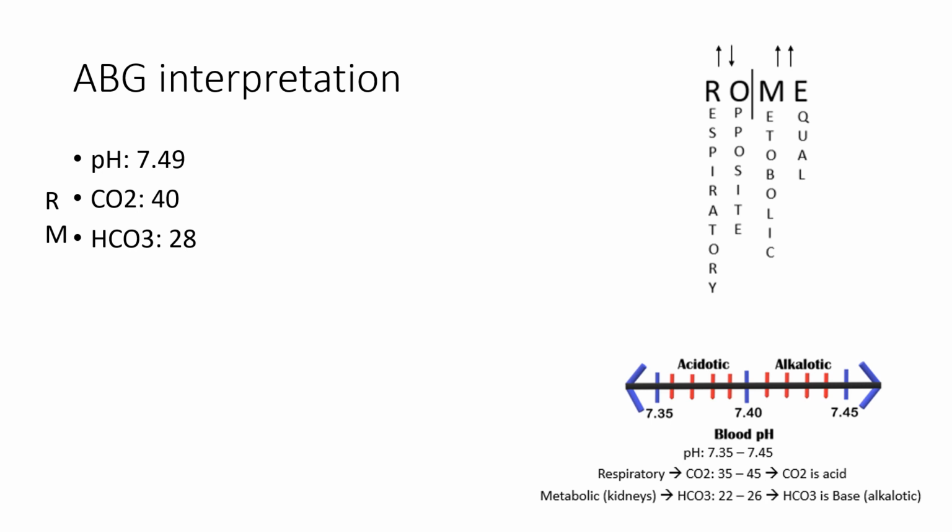All right, so this one we have a pH of 7.49, which is high. We have a CO2 of 40, which is normal. And we have an HCO3 of 28, which is high. So remember our ROME: respiratory opposite, metabolic equal. Respiratory is normal, so we're not really even looking here. Respiratory is not even involved. Our metabolic's equal, both of our arrows are facing up. So this is going to be metabolic alkalosis.